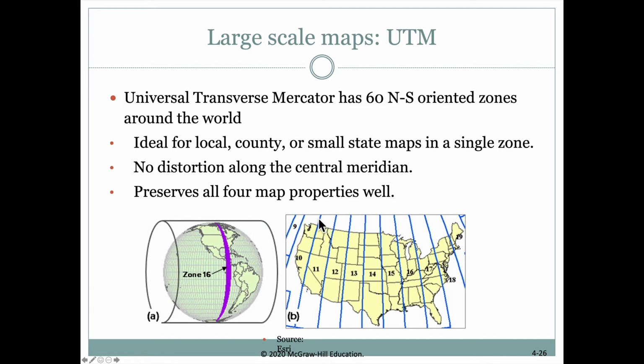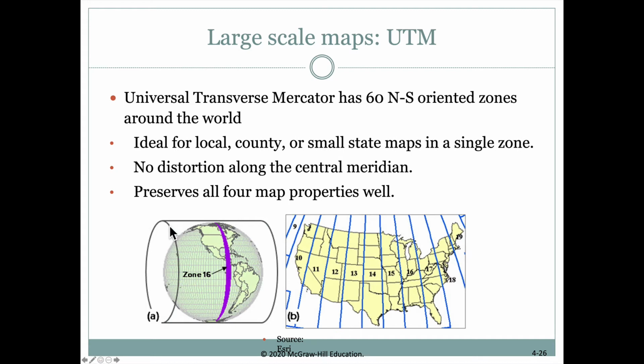So let's talk about some of these specific map projections. This is a universal transverse Mercator. The transverse indicates that the cylinder is laying on its side, and the cylinder is touching the globe along one line, which would run right down the middle of this purple area here, which is called zone 16. So there are 60 of these.